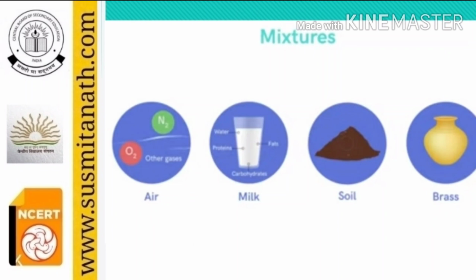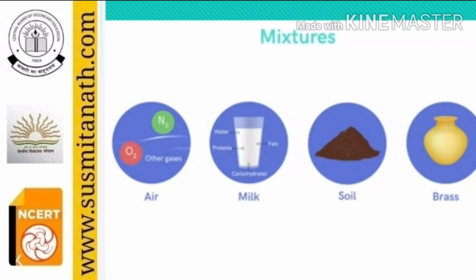Air, milk, soil, brass. Children, can you guess what is common between all these? These are all mixtures. Air is a mixture of different gases: nitrogen, hydrogen, oxygen, carbon dioxide, etc. Milk is a mixture of water, proteins, carbohydrates, fats, etc. Similarly, soil is a mixture of many components. Brass is a mixture, or we can say an alloy, of copper and zinc. In all these mixtures, the components are not chemically mixed, they are just physically combined together.